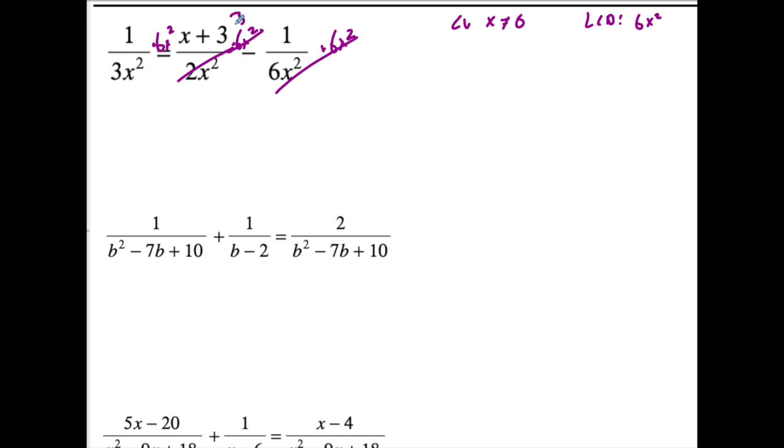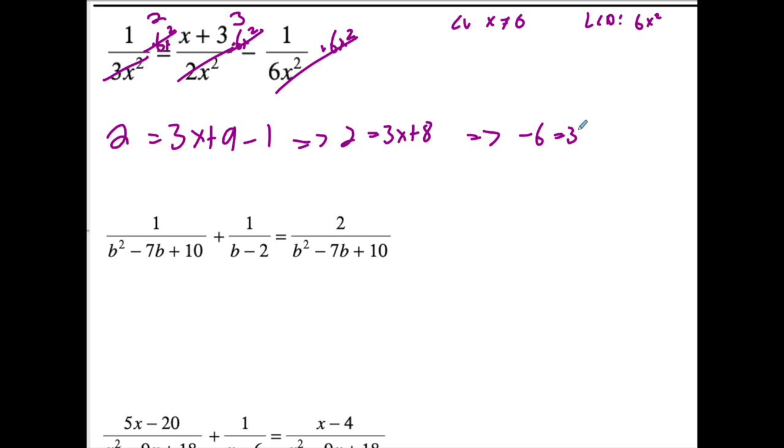So this will become a 3. This becomes a 2. So I got 2 equals 3x plus 9 minus 1. 2 equals 3x plus 8. Negative 6 equals 3x. x equals negative 2. Is it an excluded value? It is not.